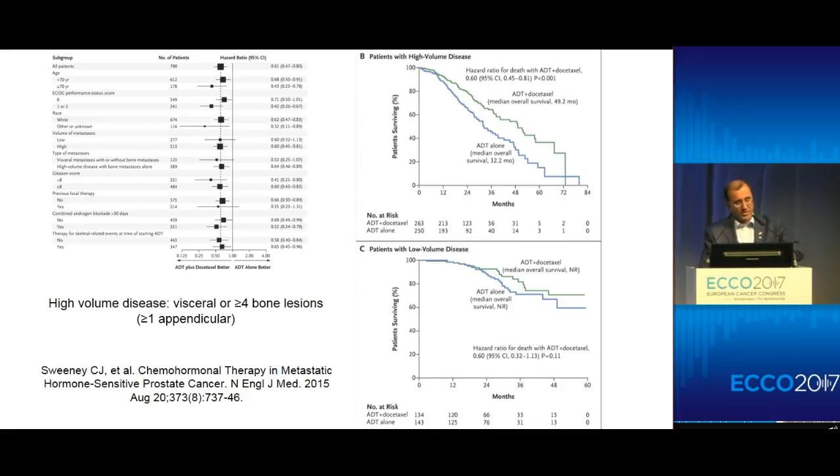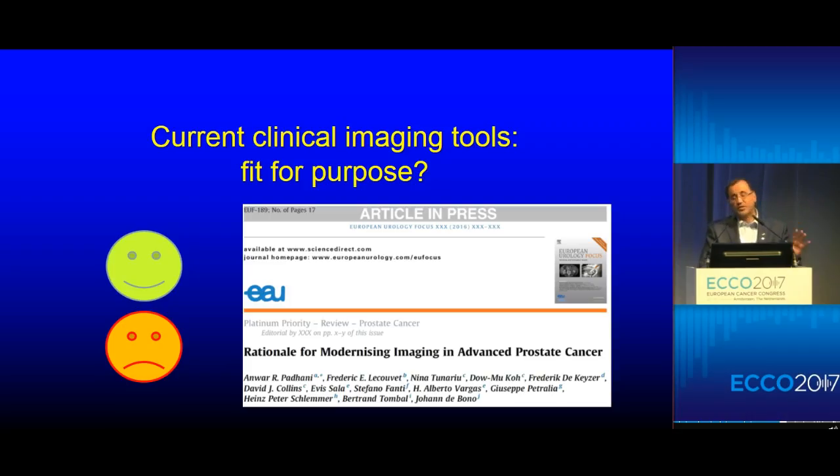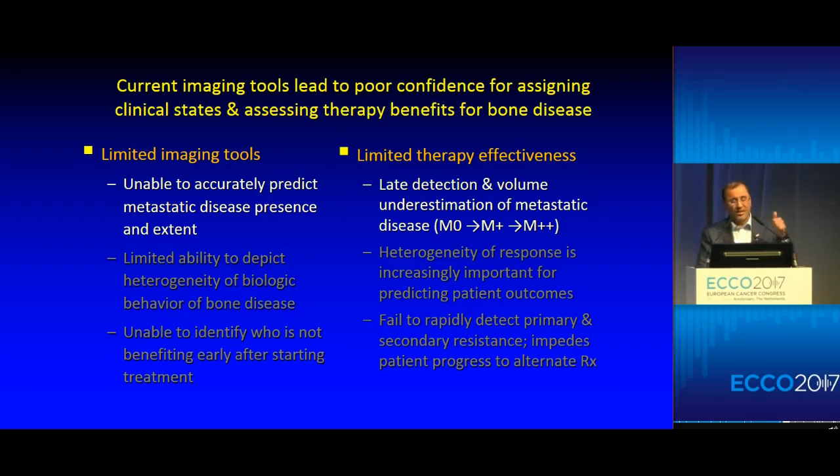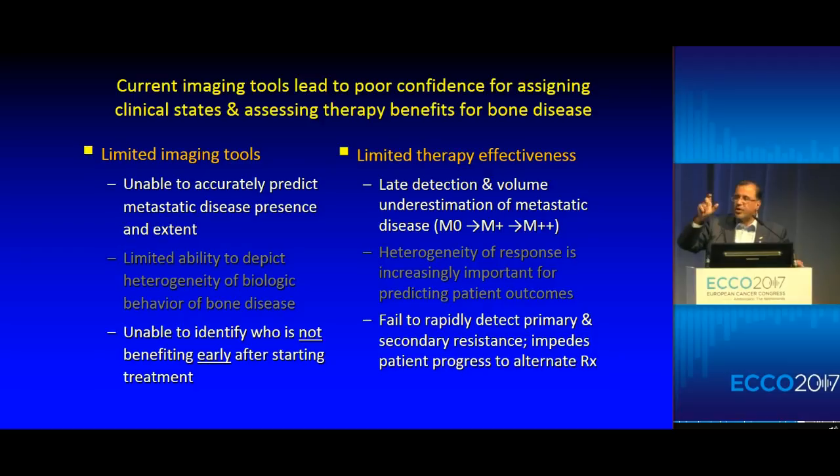And this is the type of advantage that imaging brings. So are these tools that we have, CT and bone scans, fit for purpose? I would say no. Why do we say no? Well, when we say that the patient has M0 disease, they actually have M+ disease, and that's one problem. The other problem is that we can't identify patients who are not benefiting as quickly as possible. As a result, we don't switch therapies in time. And this is a real issue.